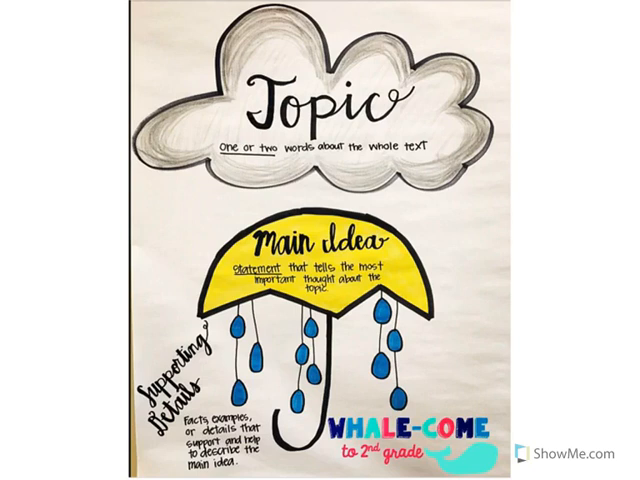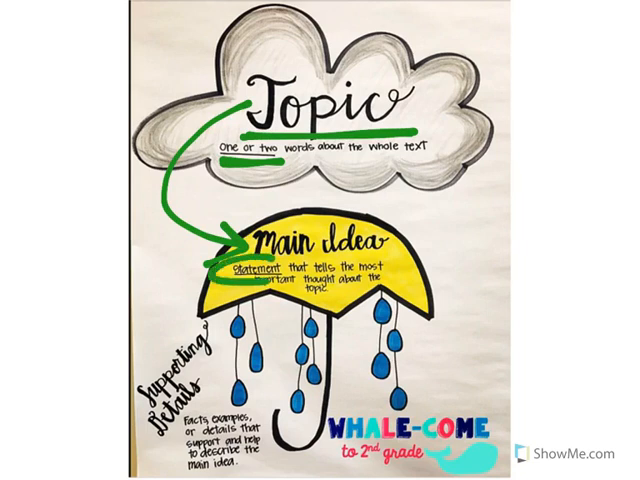So I thought this graphic organizer was pretty cool. At the top you have the topic, which is of course either one or two words that is found throughout the whole text. And that topic is going to be used in your main idea sentence. And the main idea is a statement, so it's a sentence that tells the most important thought about the topic.